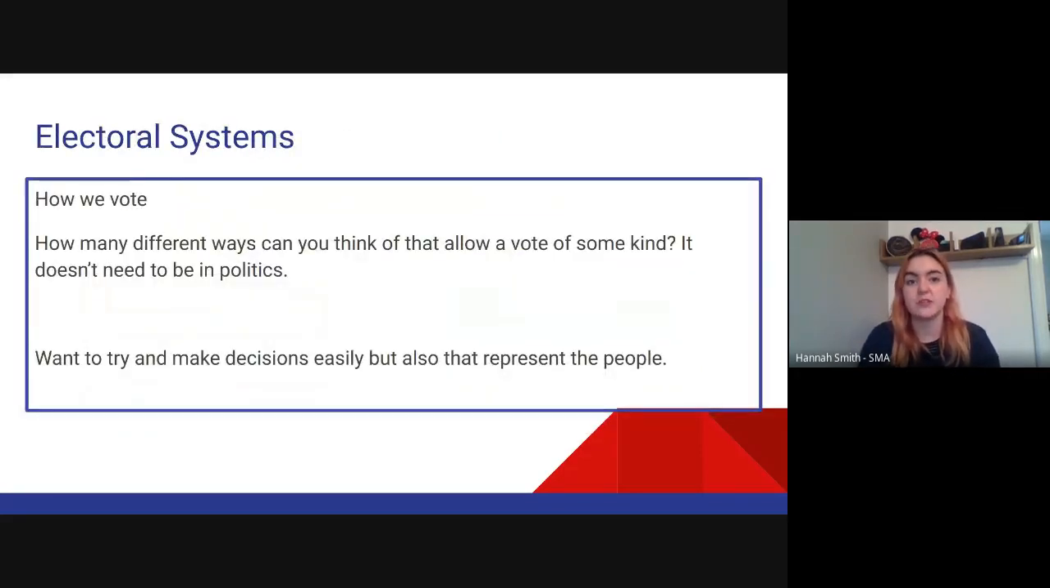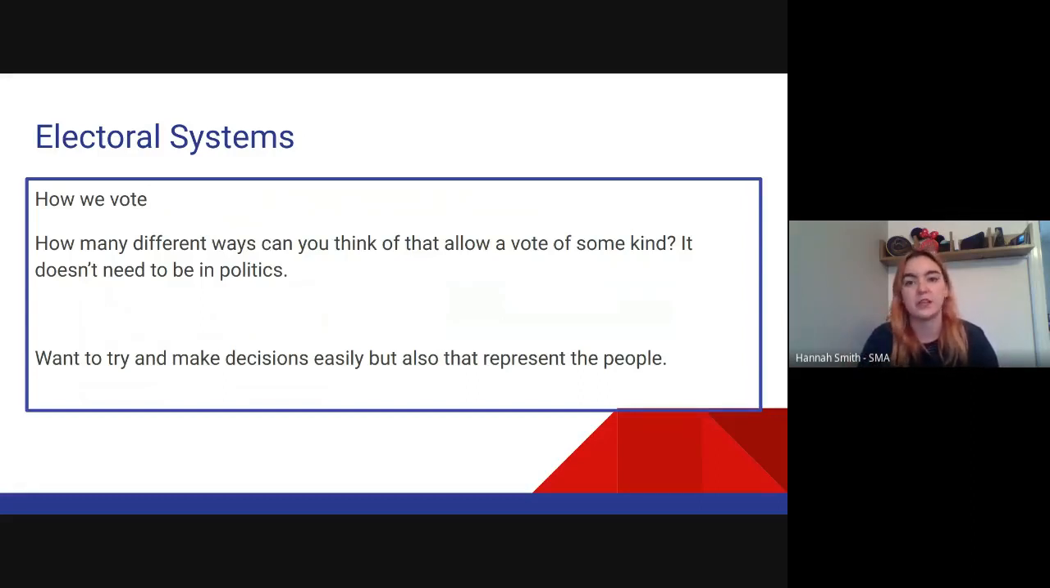The term electoral systems basically means how we vote. Do you go out and put pennies in a box? Do you put an X in a box? Do you hold a poll or walk to one side of the room? So have a think, how many different ways can you think that we've voted on anything?